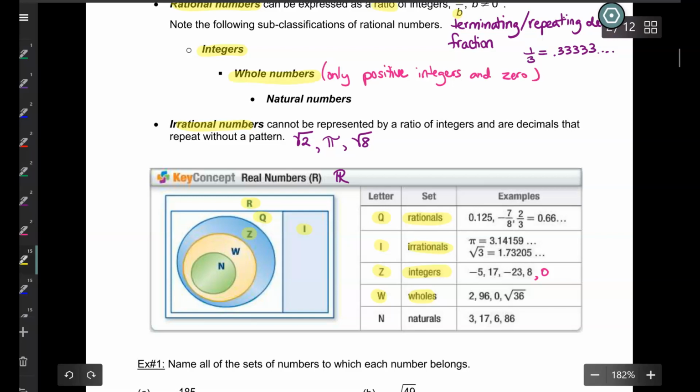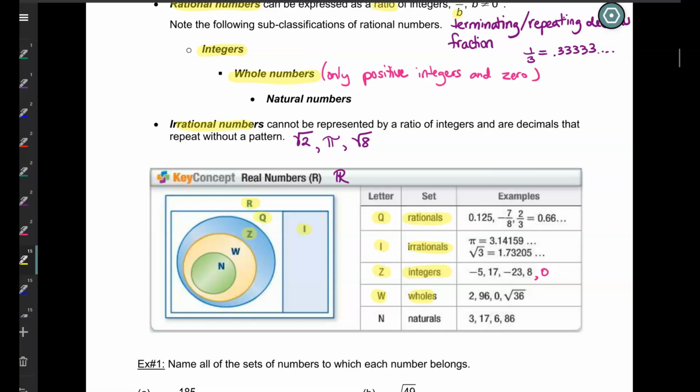So whole numbers are only positive. That simplified to a whole number, that's like an actual number. Can it also be a square root that simplifies to a whole number? Yes. So do you see here, it has some examples. 296, 0, square root of 36. The square root of 36 is equal to 6. So they can belong to multiple different ones.